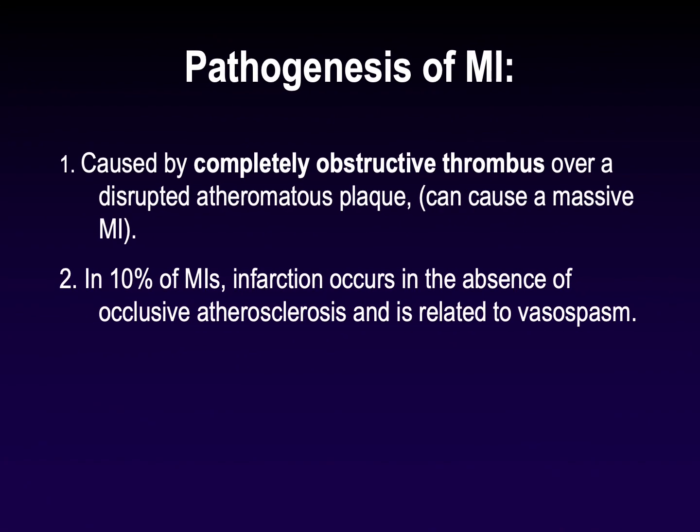Myocardial infarction happens after complete obstruction of the coronary artery lumen, meaning 100% occlusion. The most common scenario is an obstructive thrombus over a disrupted atheromatous plaque causing complete obstruction of the coronary artery, and this can cause massive myocardial infarction. Less commonly, in 10% of myocardial infarctions, infarction occurs in the absence of occlusive atherosclerosis, and it's related to vasospasm.